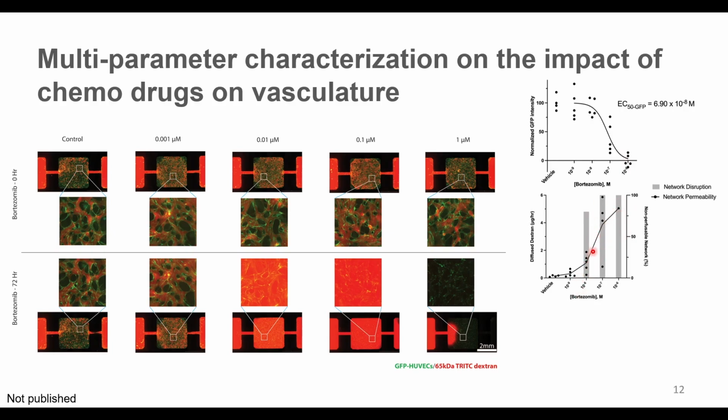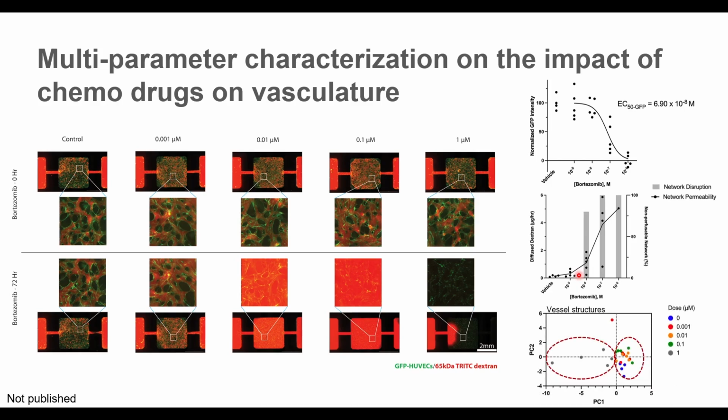And for the perfusible vessels, we can then check for their permeability, and what you can see here is that some of the vessels that are perfusible are already starting to leak, right, have an increased permeability at these even lower dosages. And then from the images, we can analyze the structure of these vessels.